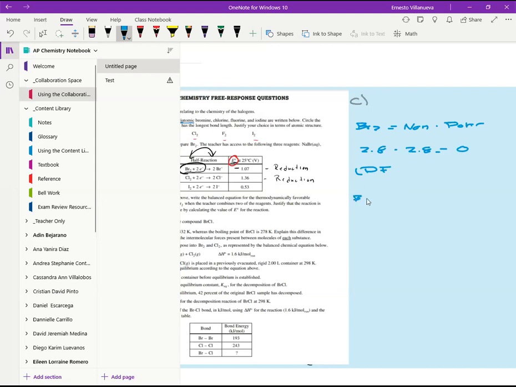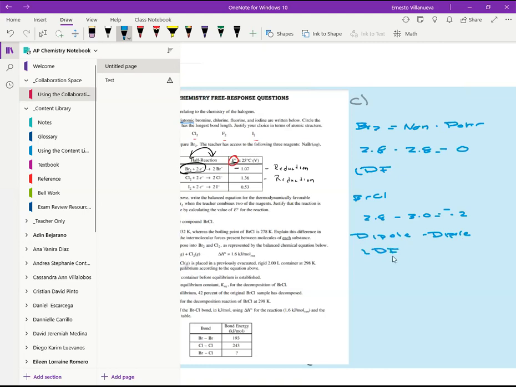The other one that we have is bromine monochloride. Now, this is also nonpolar, but slightly polar, because bromine is 2.8 and chlorine is 3.0. So you have a slight polarity of 0.2. This one is going to have a dipole-dipole, very, very small, and it's going to have an LDF. Those are the types of intermolecular forces that we have in this one.